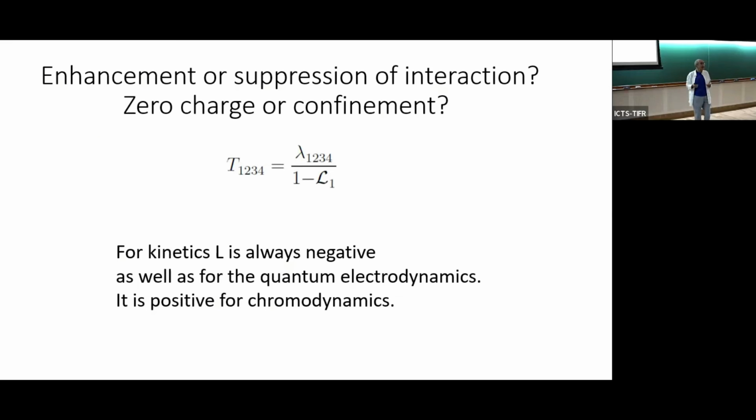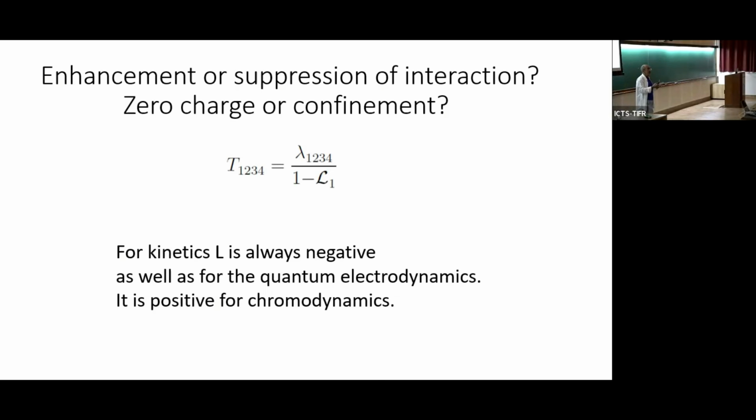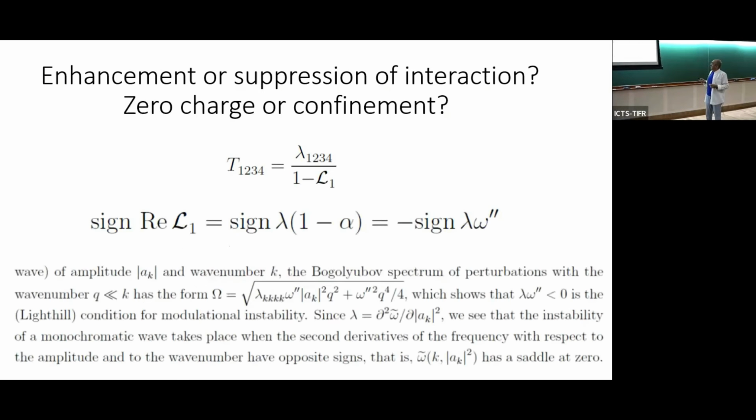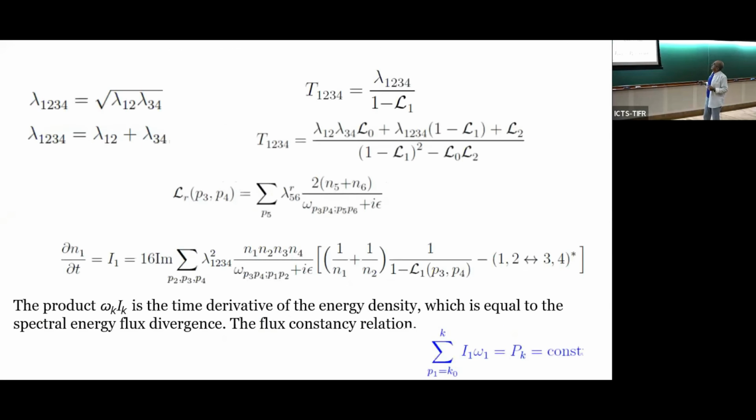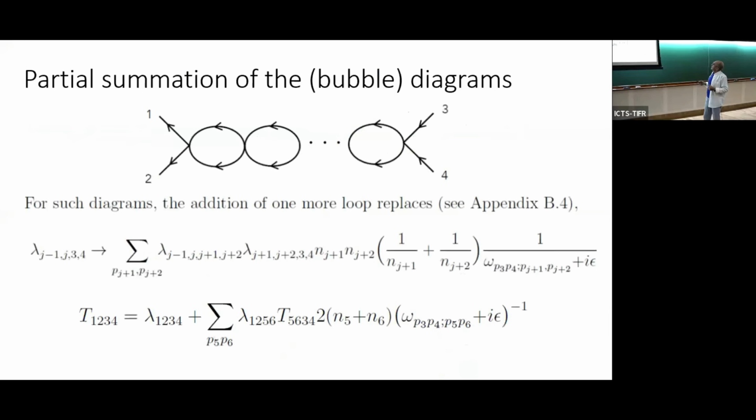Okay. Now the sign. Again, what will be for our wave system the sign of this correction? Whether it will be screening, suppression of interaction, or enhancement of interaction, like in quantum electrodynamics. So what we found is that when you look at this general integral, where is this dumb integral?